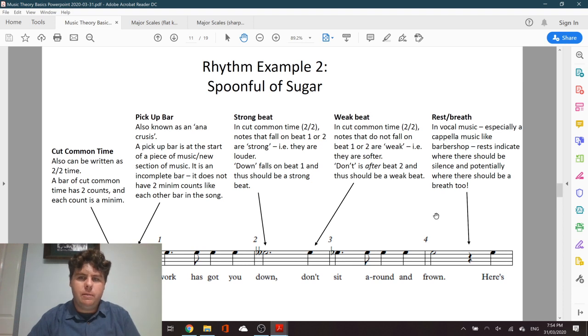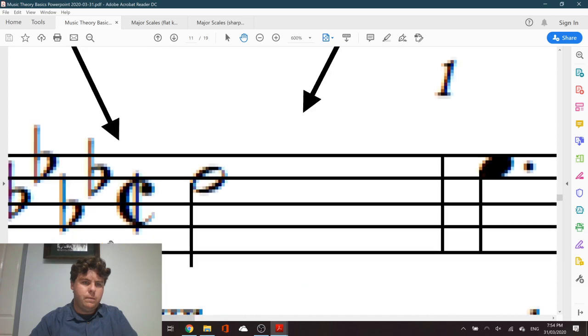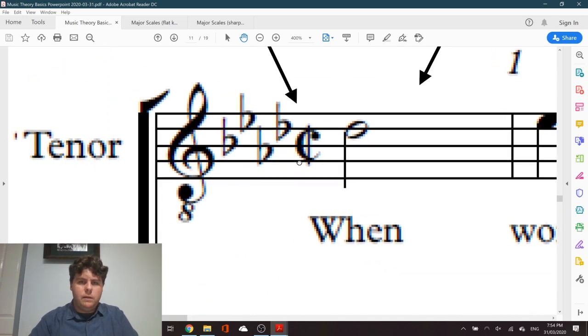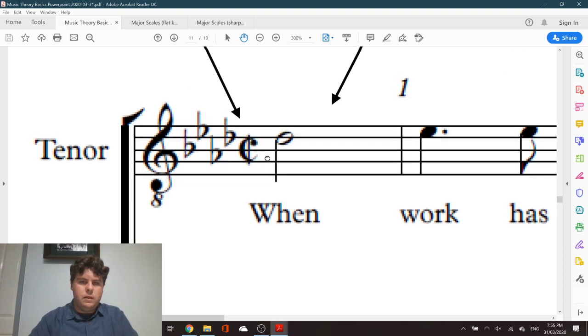Alright, here's another example from our repertoire. This is Spoonful of Sugar, it's just the tenor line at the moment. And we've analysed some of the rhythmic elements that you can see in this segment. So the first thing here is cut common time. That's the time signature. I'll just zoom in a little bit on that so you can see that better. It's a bit fuzzy there, but it's a C with a stroke through it. That is the symbol for cut common time.